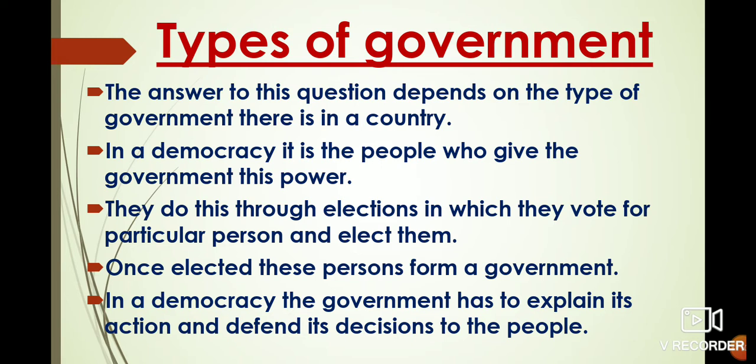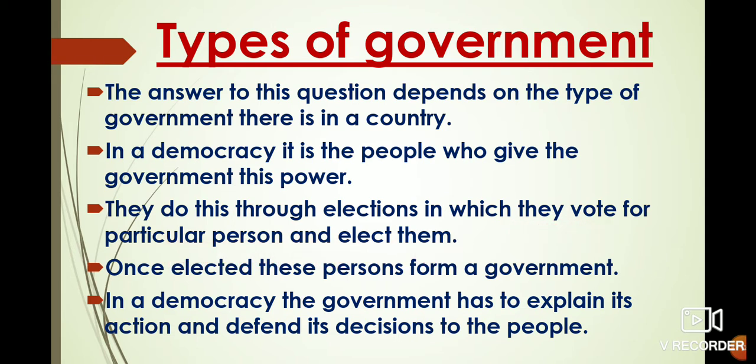The answer to this question depends on the type of government there is in the country. Which type of government is in our country, the answer depends upon it. There are two types of government. Initially, in a democracy, it is the people who give the government this power. They do this through the elections in which they vote for a particular person and elect them.